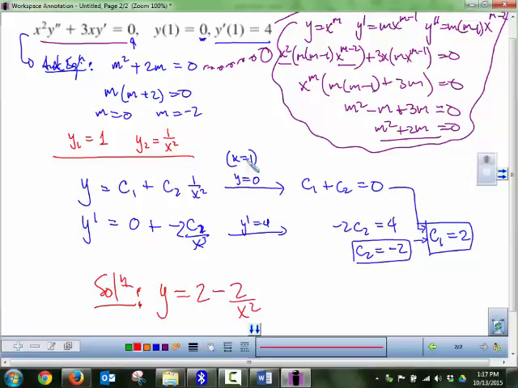Okay, so as we can see, the homogeneous type of differential equation here is fairly easy to find your C1 and C2.